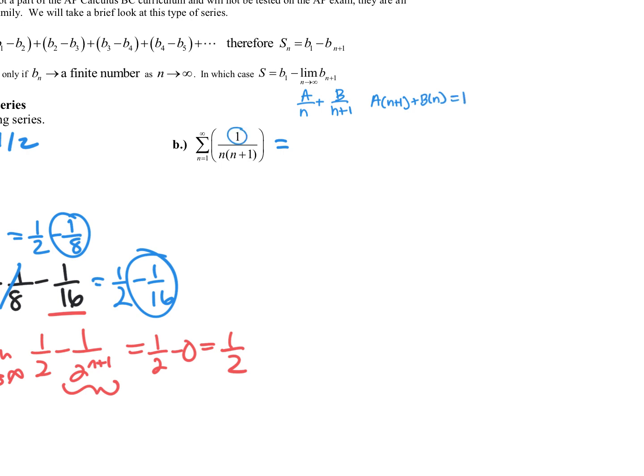So then if you plug in n equals 0, you'll get A equals 1, and then if you plug in n equals -1, A will become 0, and then we'll have negative B is equal to 1, so B is equal to -1. And so this breaks down into 1 over n plus -1 over n plus 1. And when we have these fractions where we're adding and subtracting fractions like this together, that's when you'll see this telescoping series stuff happen.